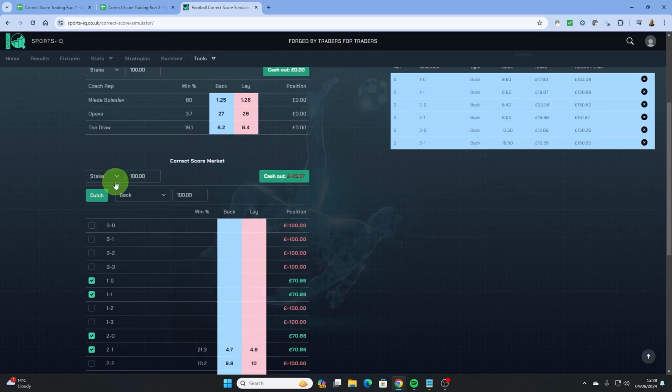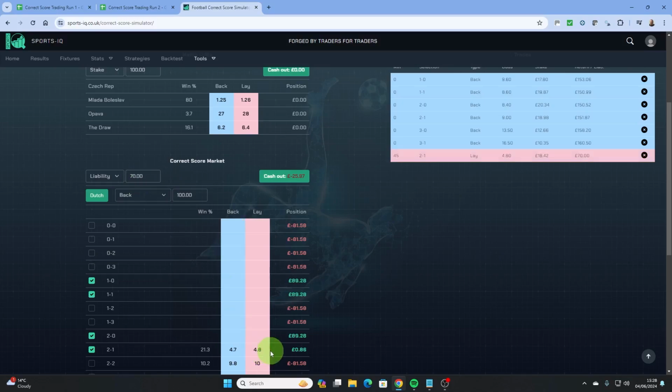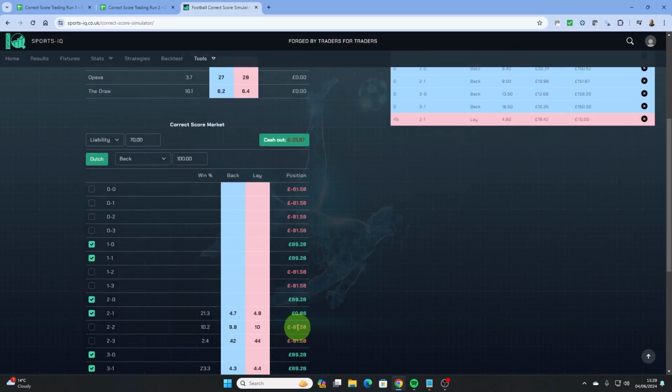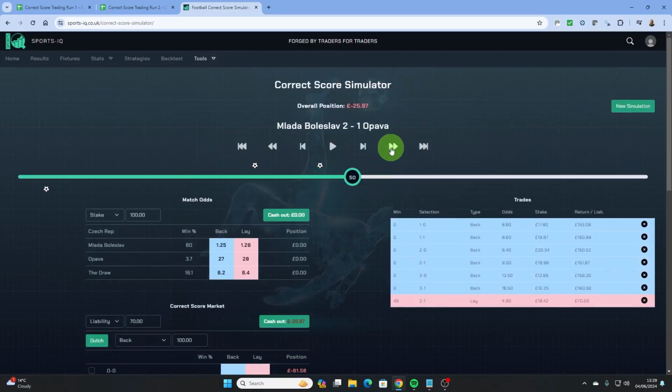So as that is a score we cover, we take the liability off that, which is £70. And we just put a normal lay bet in. So that reduces the risk on the scores which we don't cover and increases the profit on the ones that we do cover. So moving on. So we get to 70 minutes. So we don't cover 2 scores on my strategy. So at this point I would be cashing out for a £3.46 loss.